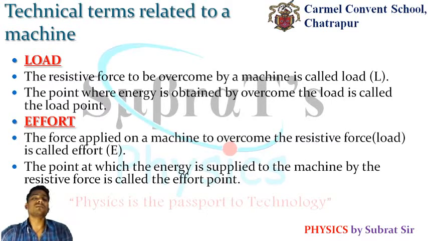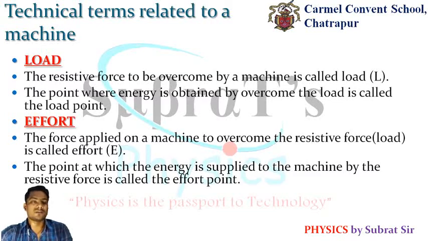Okay, now some technical terms related to machines. The first one is load. The resistive force to be overcome by a machine is called load, and it is always denoted by capital L. The point where the energy is obtained by overcoming a load is called the load point. Okay, got it? So where the output has to be obtained, that point is known as the load point.